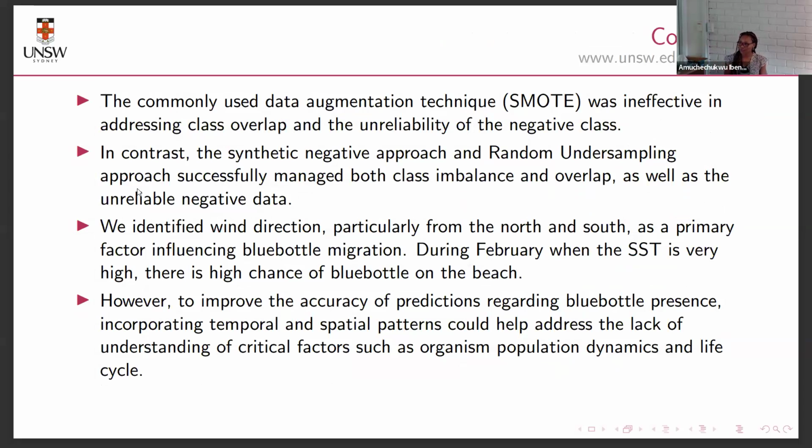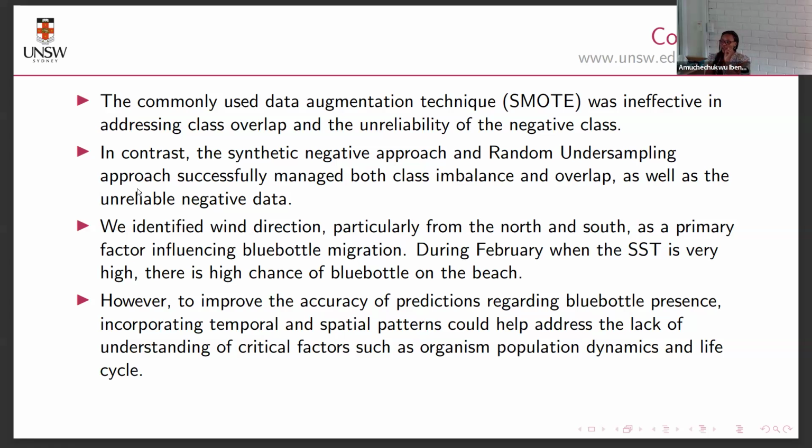Now, in conclusion, the commonly used data augmentation technique SMOTE was ineffective in addressing the class overlap and the unreliability of the data set. It was able to balance the data set, but wasn't able to solve the problem of class overlap. So when we are dealing with class overlap, SMOTE is not an option. You have to look for the root. In contrast, the synthetic approach and the random undersampling approach successfully managed the class overlap, the class imbalance, and the unreliable negativity of the data.